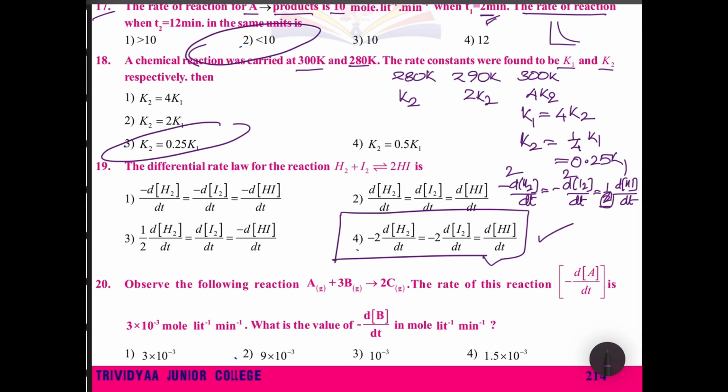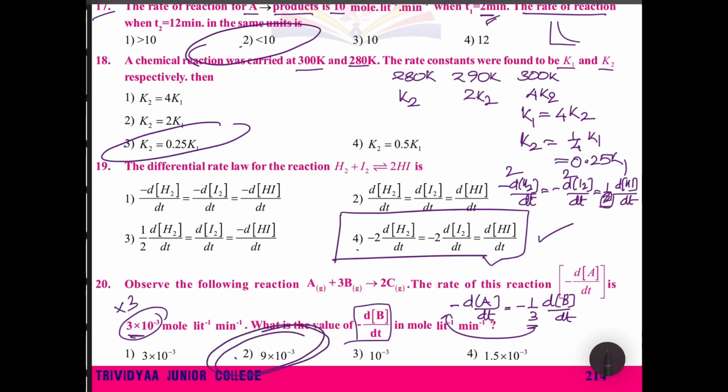Observe the following reaction. A plus 3B gives rise to 2C. The rate of the reaction, minus d[A] by dt, is 3 into 10 to the power of minus 3. So how do you write? Minus d[A] by dt is equal to minus 1 by 3 d[B] by dt. And what is asked is only minus d[B] by dt. It means this 3 should come here. When 3 is coming here, already 3 into 10 to the power of minus 3, into 3, so that will become 9 into 10 to the power of minus 3. Right?